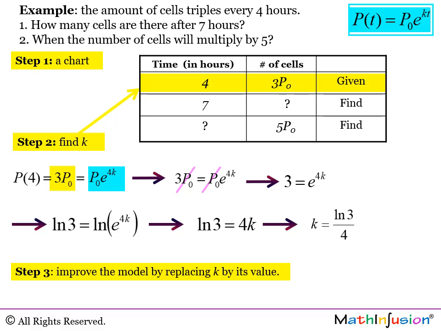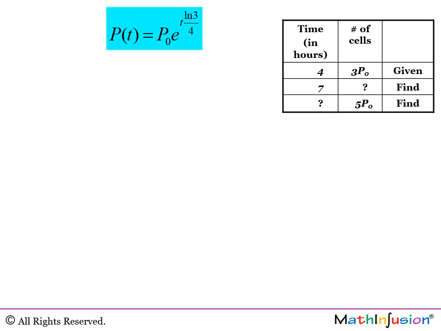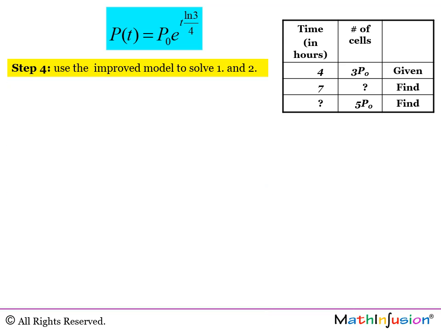Now that I have my k, I'm going to substitute it in my model, so I can improve the model. I don't want to use anymore that p of t equals p0 e to the kt, because now I have also the k. This is my improved model. Now we are ready to do 1 and 2.